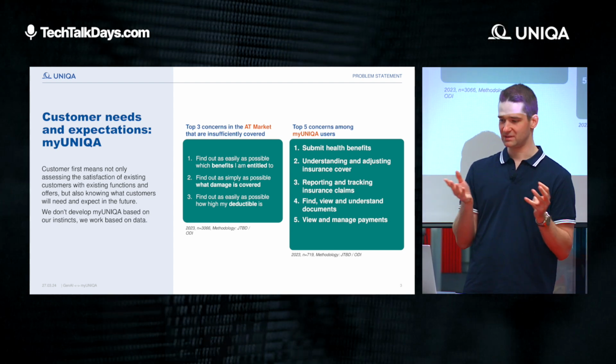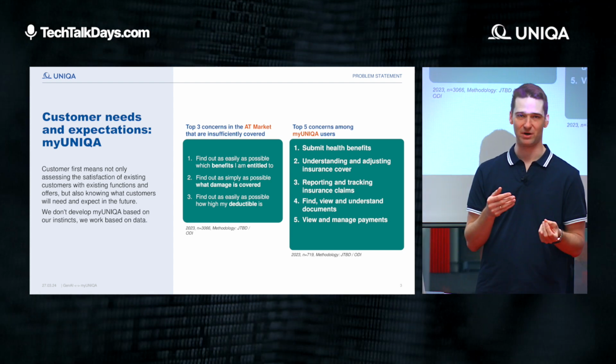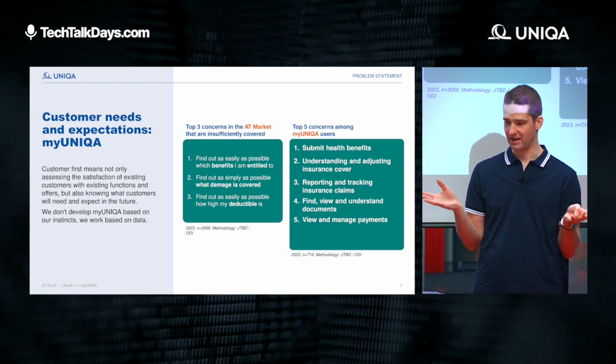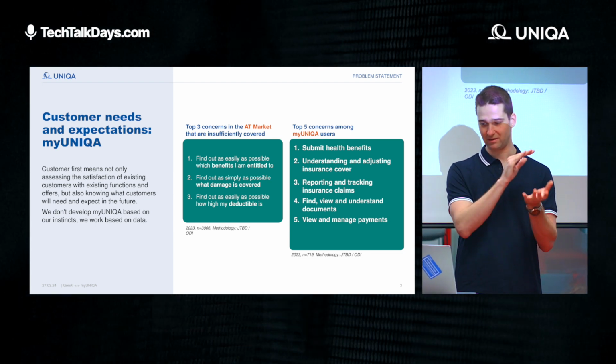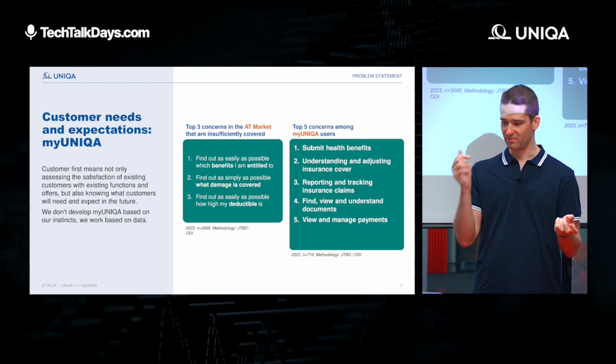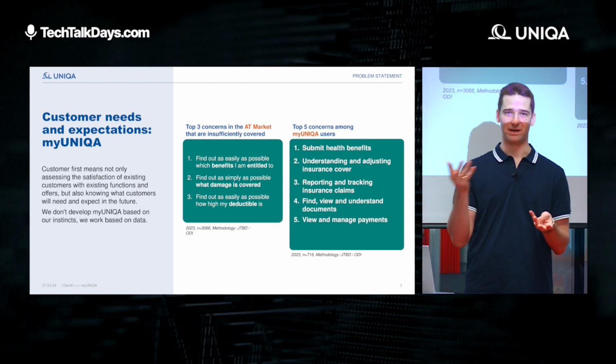The first is submitting the health benefits, so submitting a health claim and getting the reimbursement. But this we already have. And then we have, for example, understanding and adjusting insurance cover. So already this understanding part, reporting insurance claims, understanding documents, viewing and managing payments.